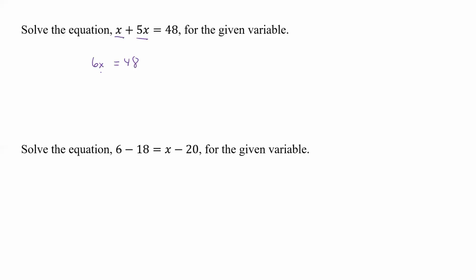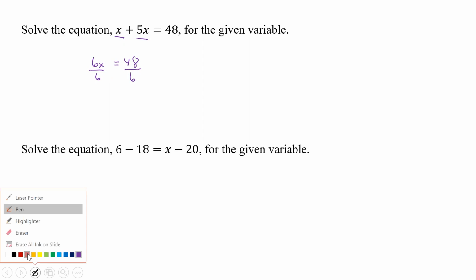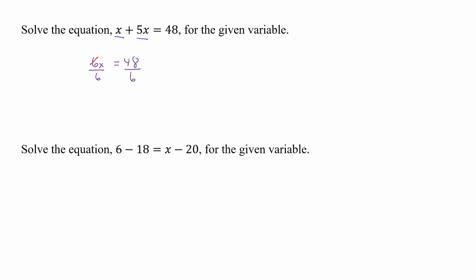Now, how do we get 1x? Well, we have to divide by 6. So we divide both sides by the same value. And if we think about that, when we do that, we don't always show all the steps here, but that's 1 and that's 1. 6 goes in here once, 6 goes in here 8 times. And so we get x is equal to 8.